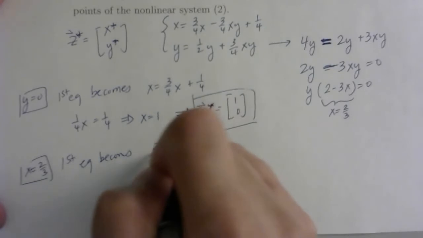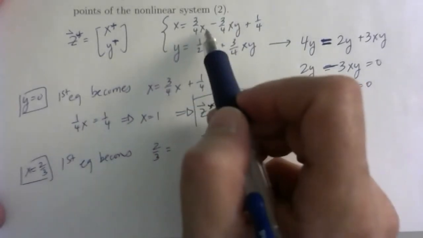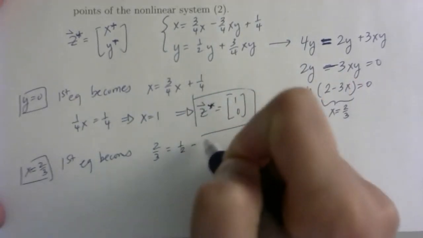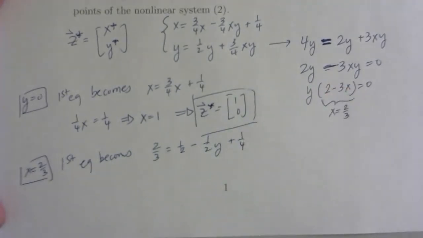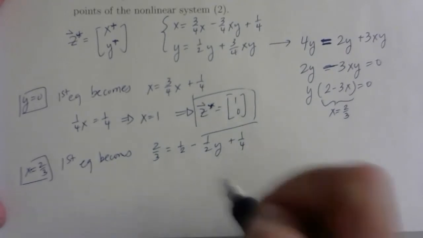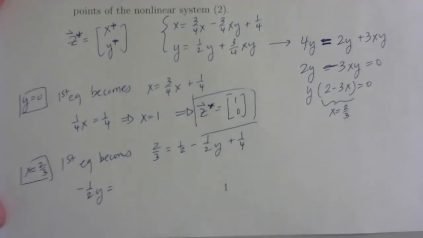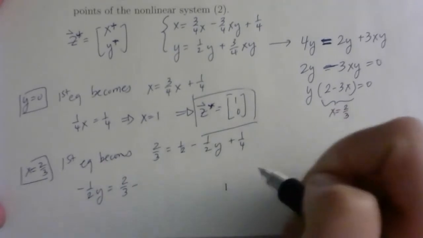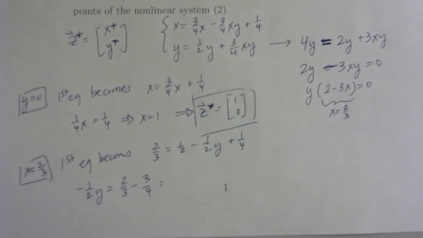So I have 2/3 is equal to 2/3 times 3/4 is 1/2 minus 1/2 y plus 1/4, otherwise known as minus 1/2 y is equal to 2/3 minus 3/4. What's that?